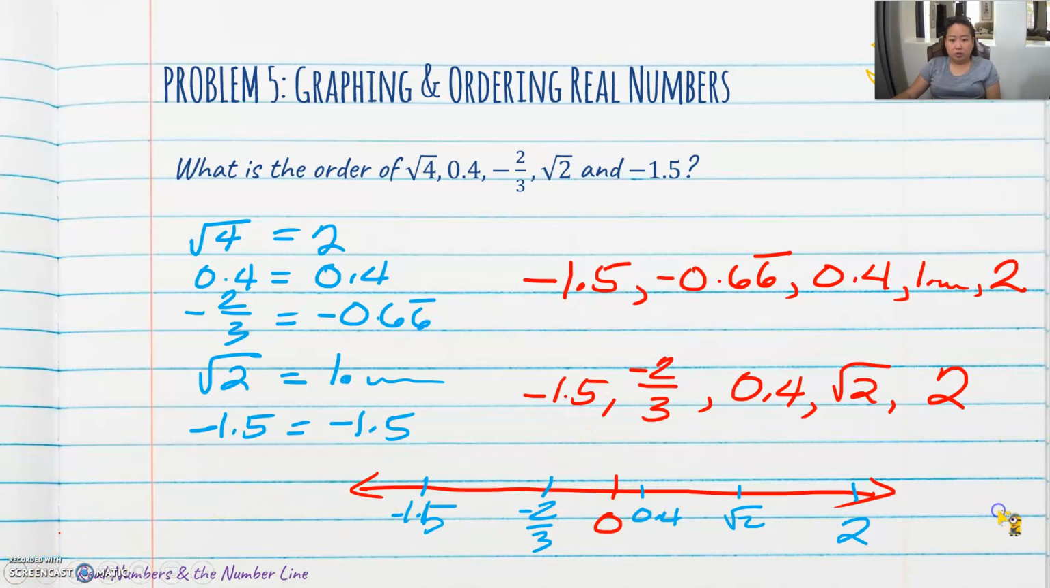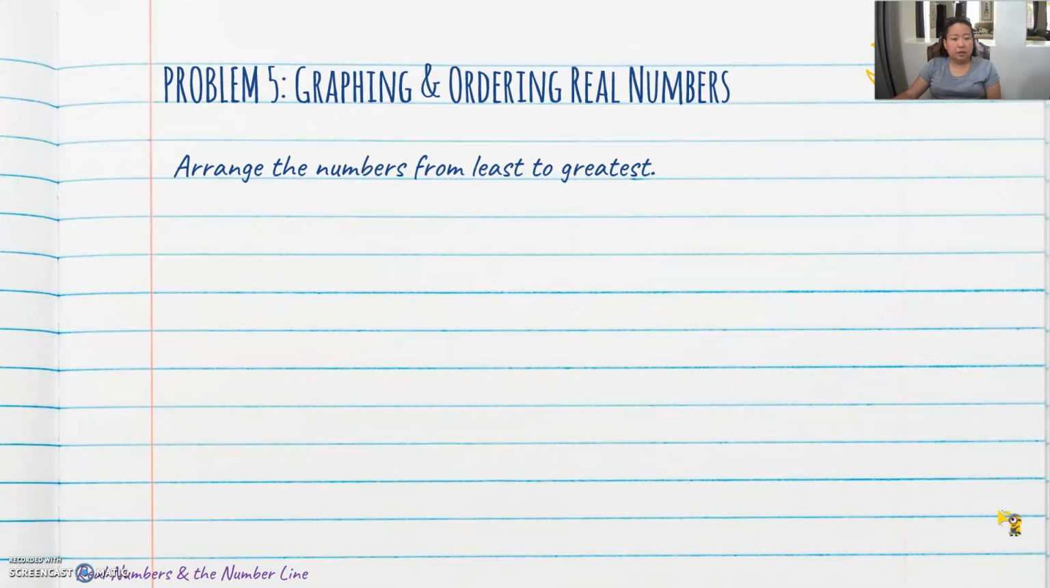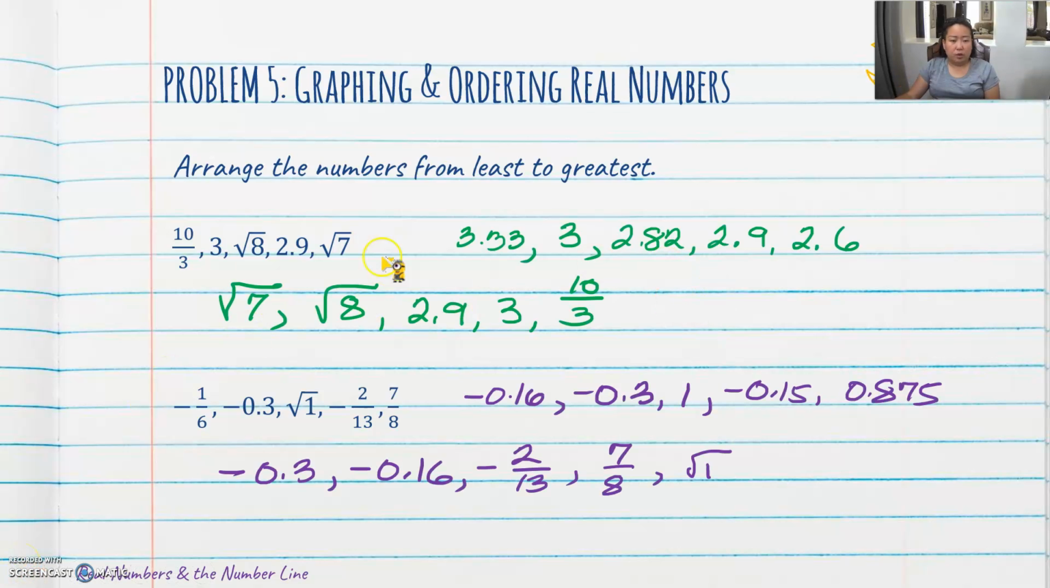Okay, so let's try the next examples. We are supposed to arrange these numbers from least to greatest. So we have two sets of numbers. I would like you to try these ones on your own. Go ahead. All right, so if you rewrite all these numbers in one form, in decimal form, these are their corresponding values. And from here, you can arrange them in this order, okay?